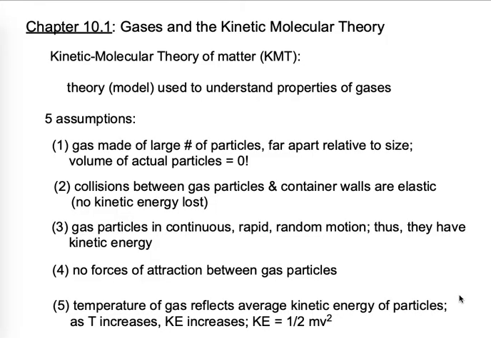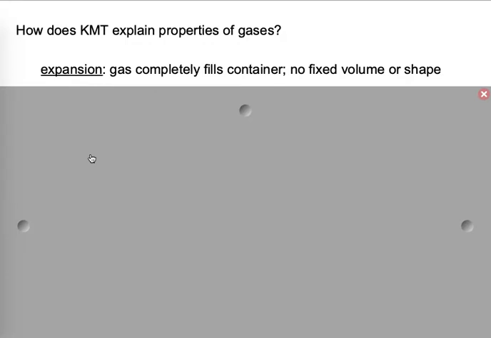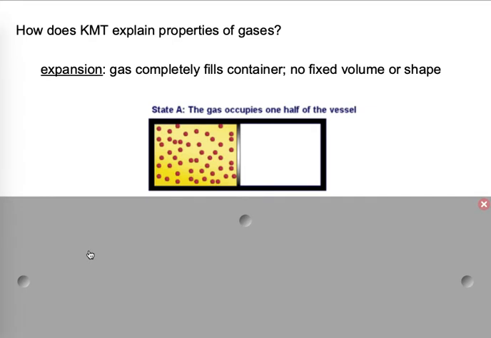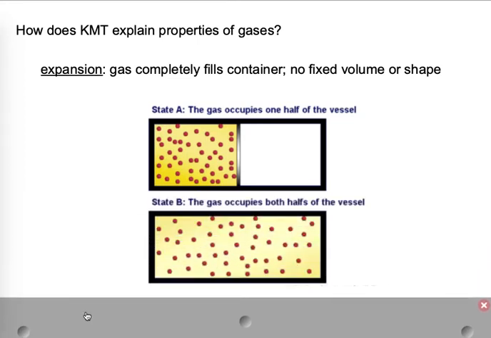Let's continue. So, the first property we want to continue is what's called expansion. Gases expand when they completely fill the container, and therefore the gas has no fixed volume or shape. Okay? Here is a diagram that shows a gas occupying one half of a vessel with a divider keeping it in one half. If I remove the divider, what happens? The gas expands to completely fill the container and occupies both halves of the vessel.